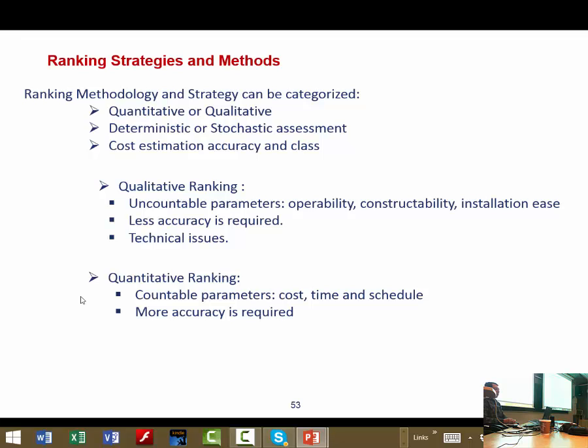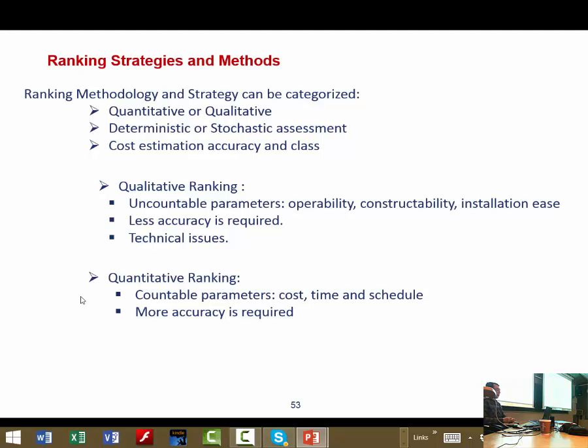But what is ranking methodology and strategy? In general, ranking methodology and strategy in any field can be divided or categorized in these three groups. It can be qualitative ranking or quantitative ranking. It can be deterministic or stochastic, and also based on the cost estimation accuracy, we can divide it into several levels.